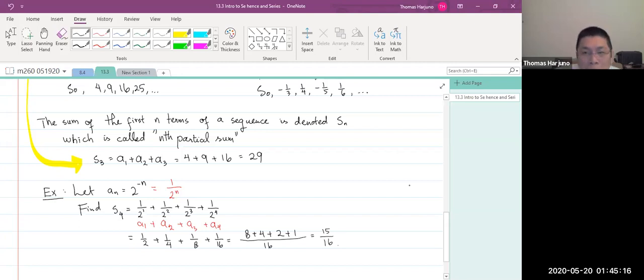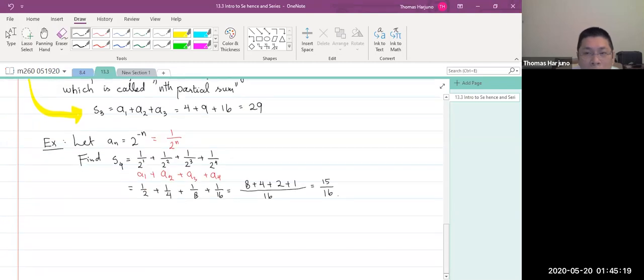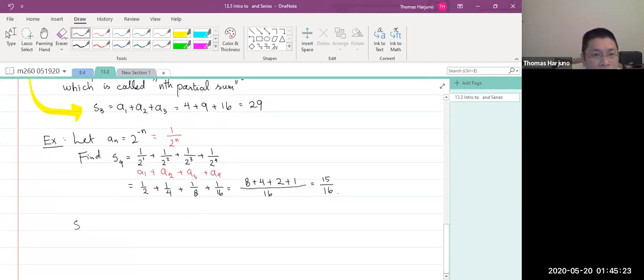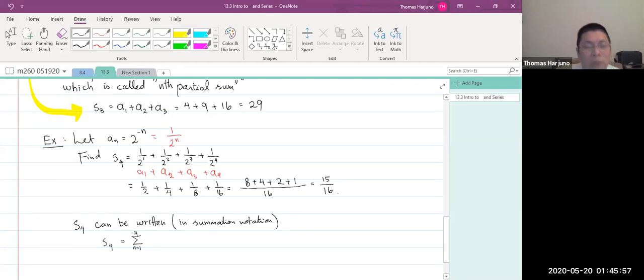Now this n-th partial sum can be written in sigma notation, in summation notation, as S subscript 4, which means the summation from n equals 1 up to 4 of the sequence.